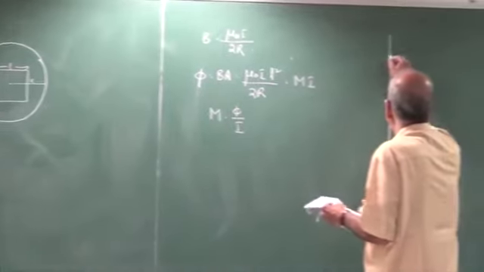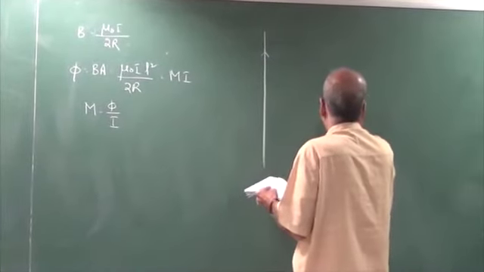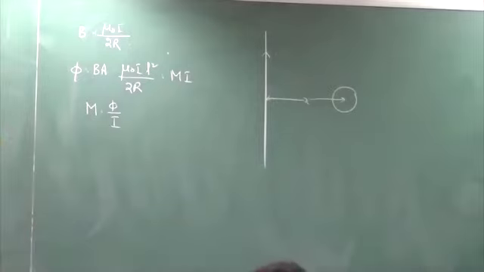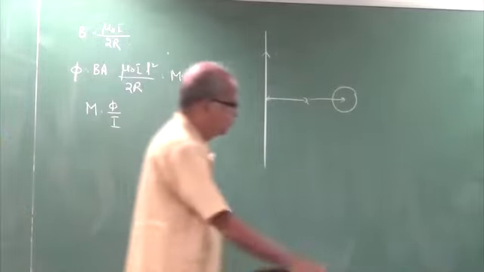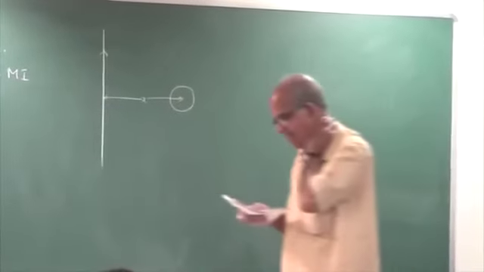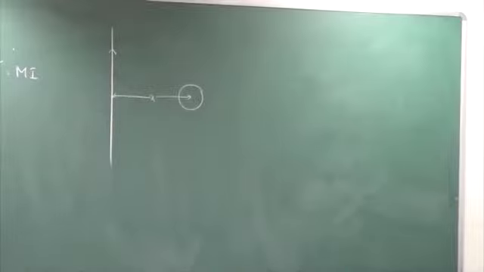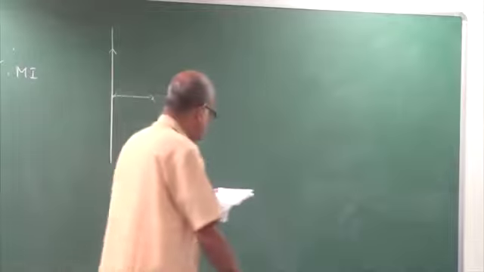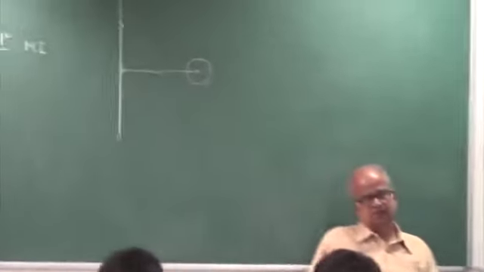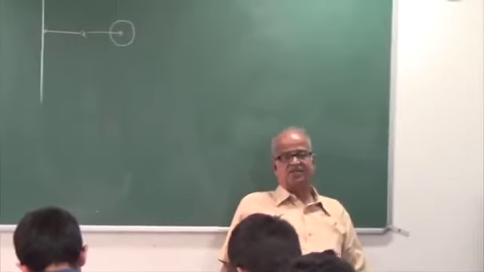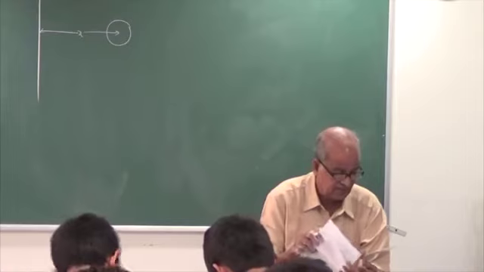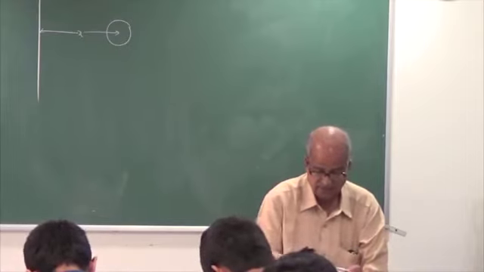Okay, try this. Find the mutual inductance between a long straight conductor and a small loop of area 10 to the power of minus 8 square meter, placed at a distance x equal to 0.5 meter. Come on.